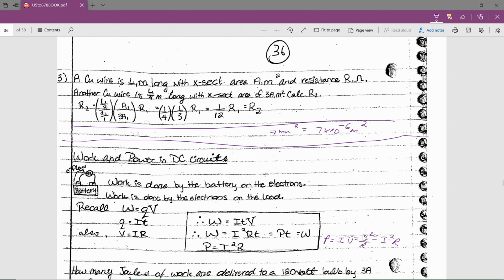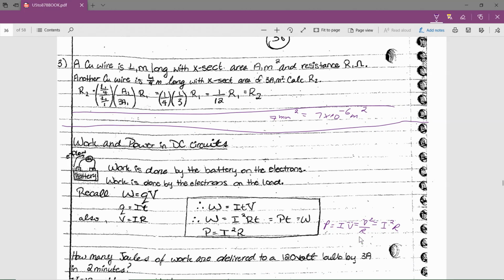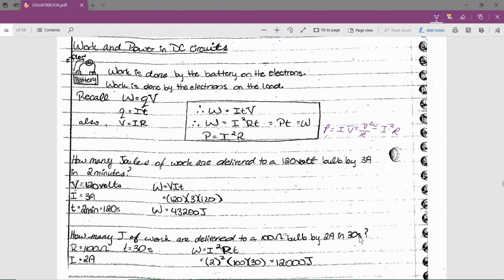And there are different ways to write the work equation. Which one you use is whichever is most convenient. So let's try some of these out here, and I may add a little bit to these. How many joules of work are delivered to a 120 volt bulb by 3 amps in 2 minutes? Okay, so the bulb needs a push of 120 volts. 3 amps go through it in 120 seconds, right? You have to convert the minutes to seconds. So work is ITV or VIT. It doesn't matter how you write it. 120 times 3 times 120, right? Multiplication is commutative. So 43,200 joules.